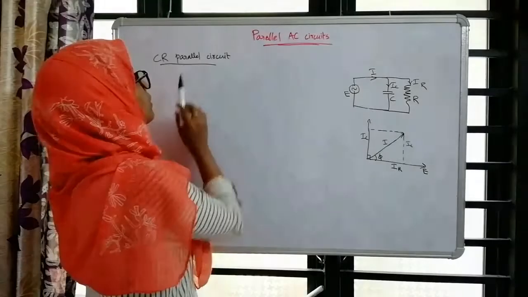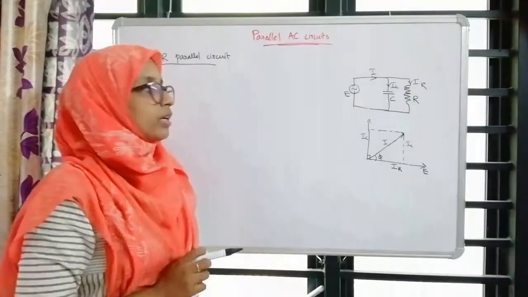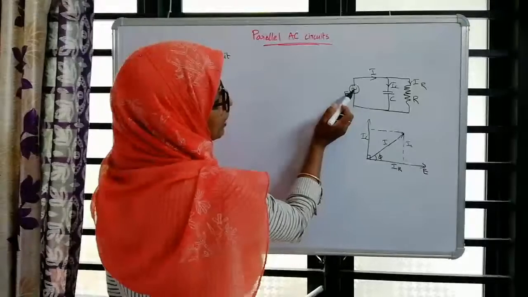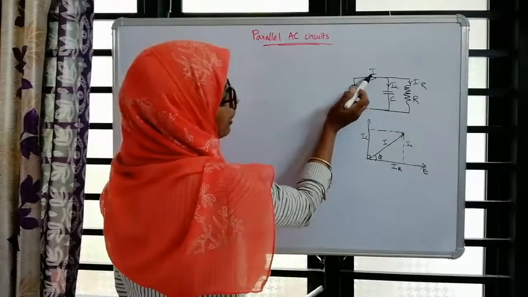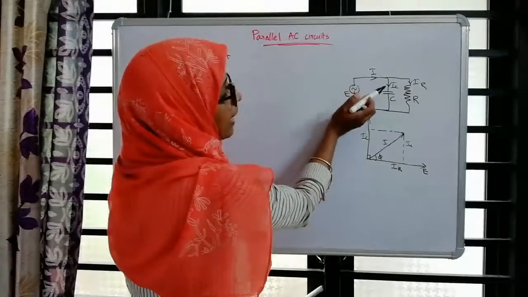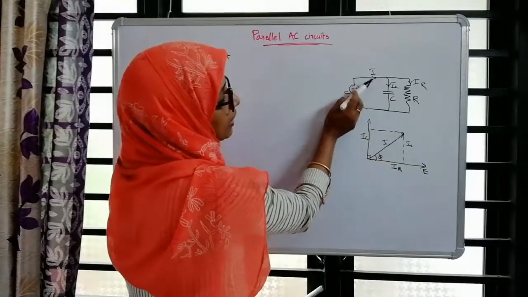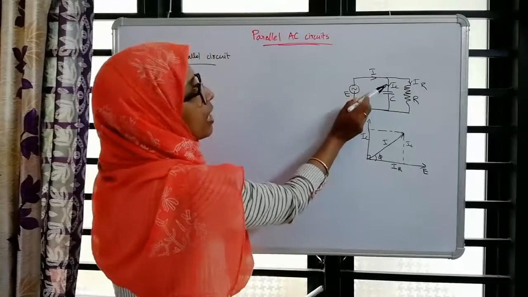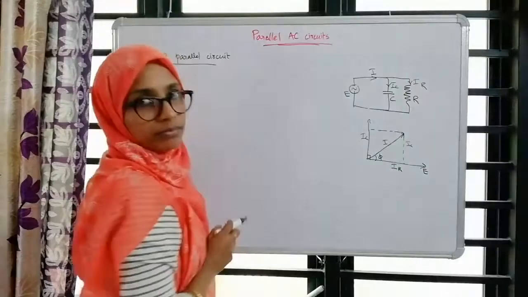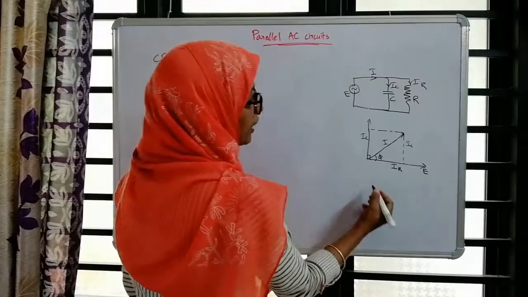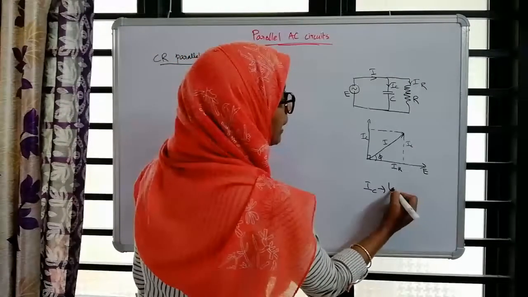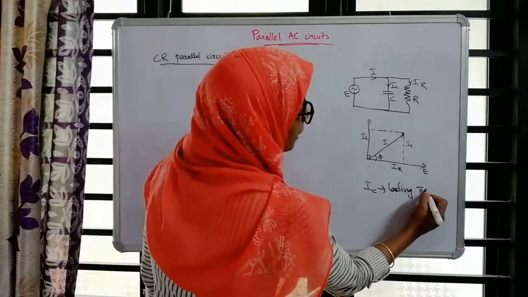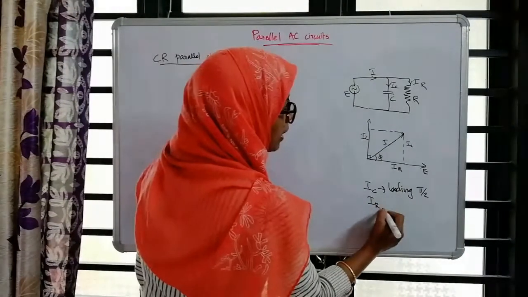We can now explain the CR parallel AC circuit. That is, a capacitance and a resistance are connected in parallel with an alternating applied EMF, and the corresponding alternating current is passing through these parallel components. The current will be distributed among the C and R components as IC and IR. As we know, IC is leading the applied EMF by an angle pi by 2, and IR is in phase.